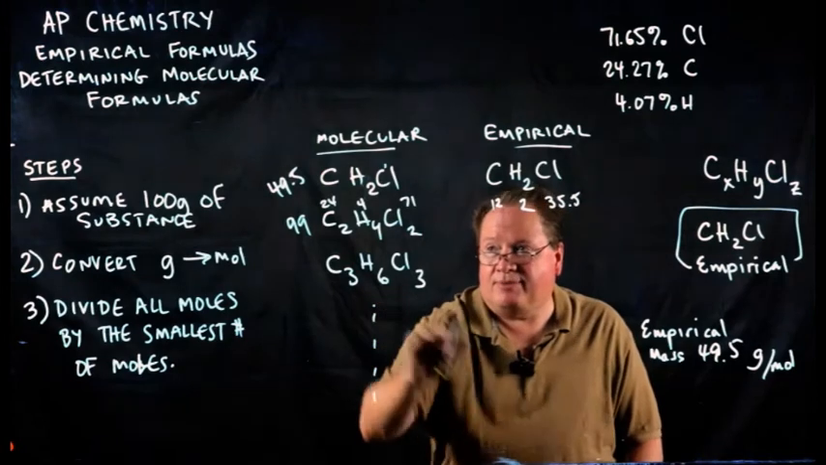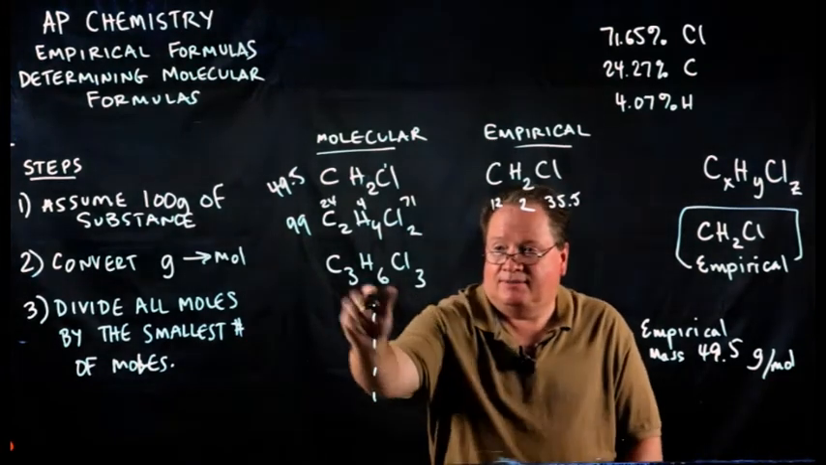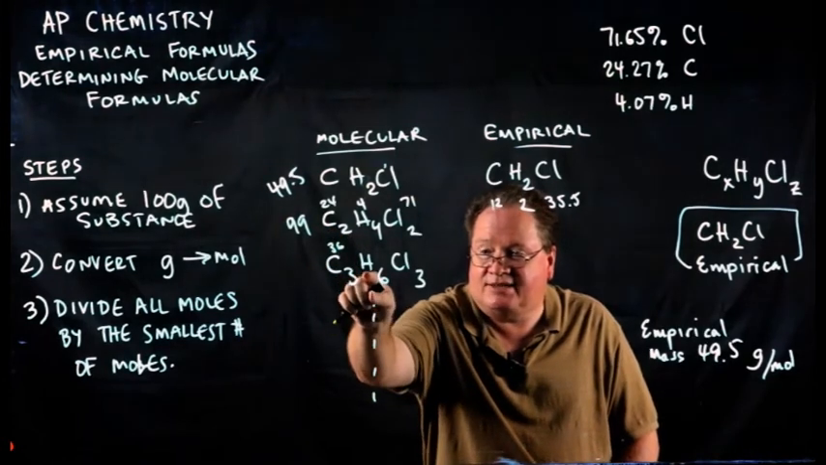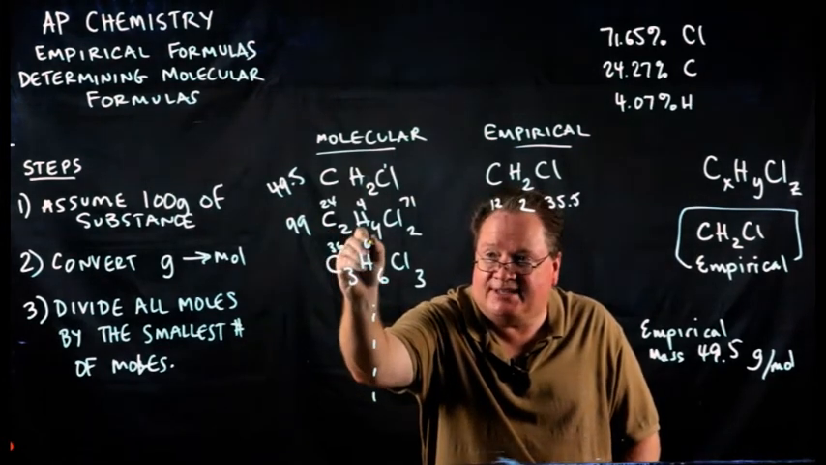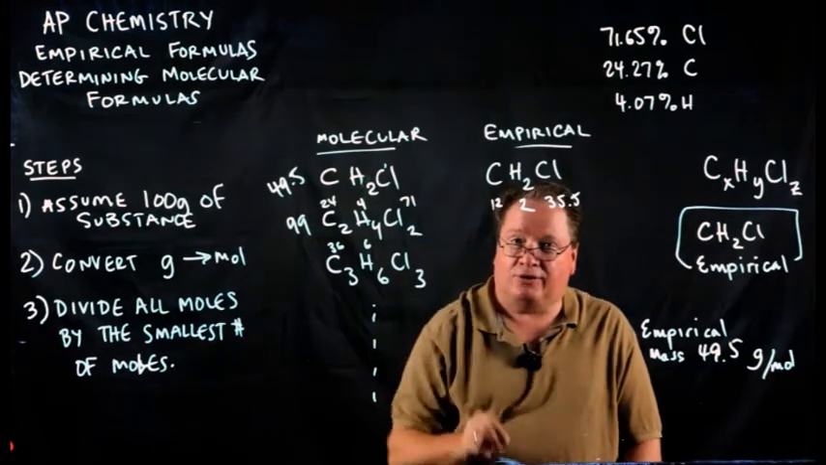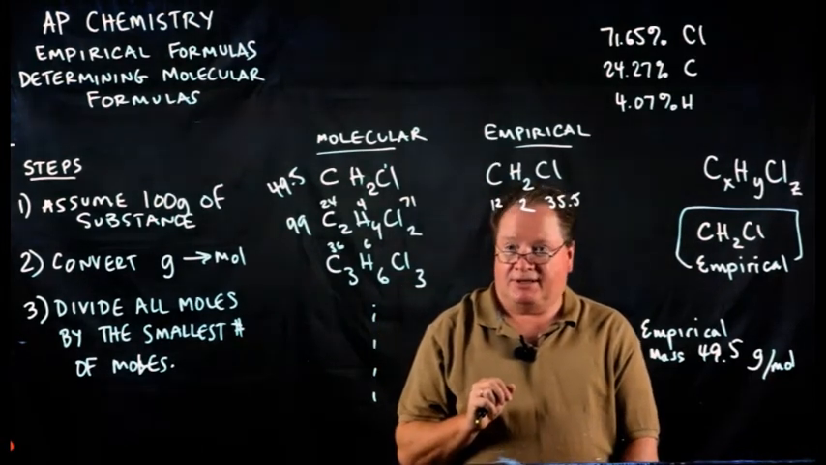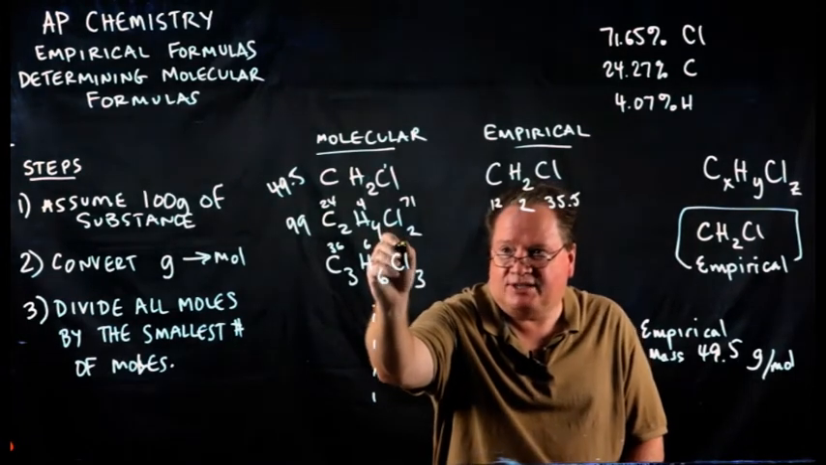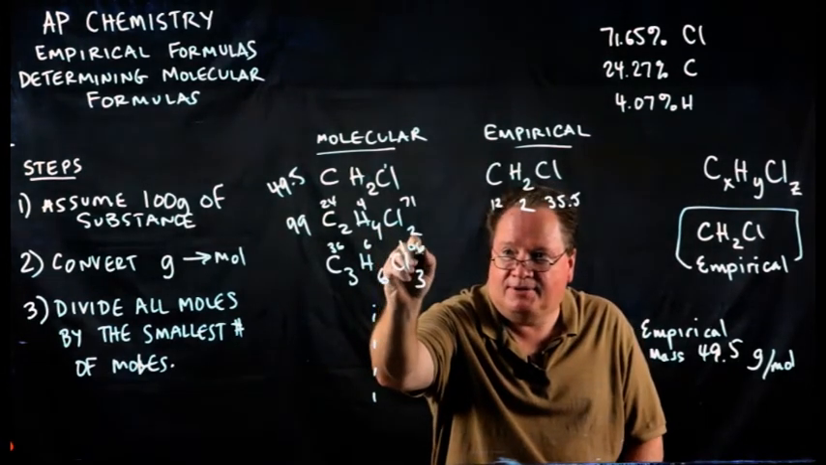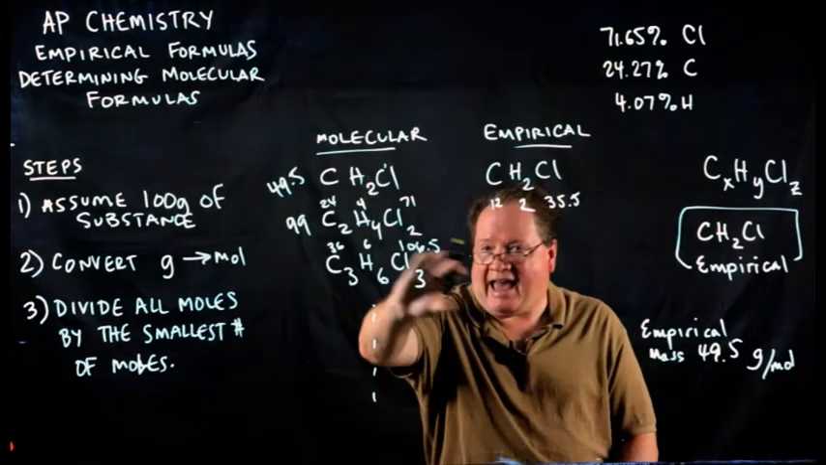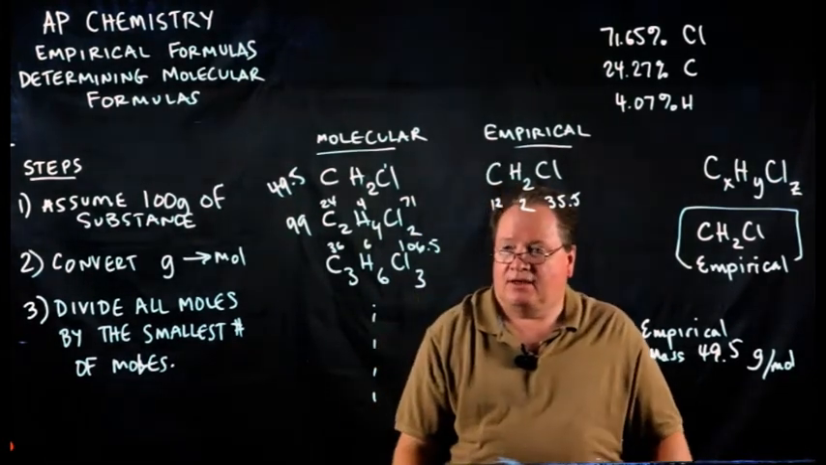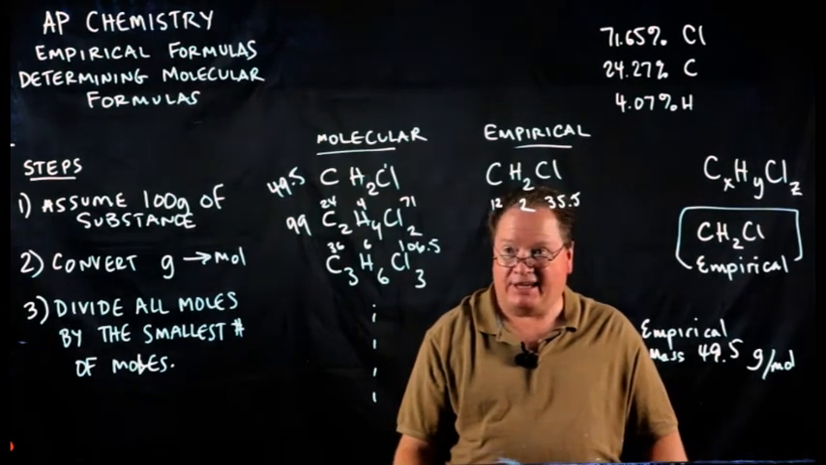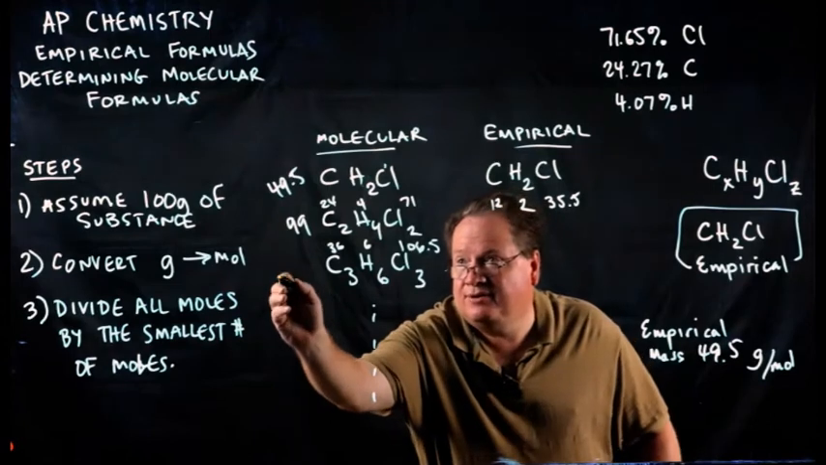If I were to do the same thing here, this would be 36. There's 6 of these, because they're 1 each, that'd be 6. And 3 chlorines, oh gee whiz, that would be 71 plus, would be 106.5. If I add those all together, I'm going to get 148.5.